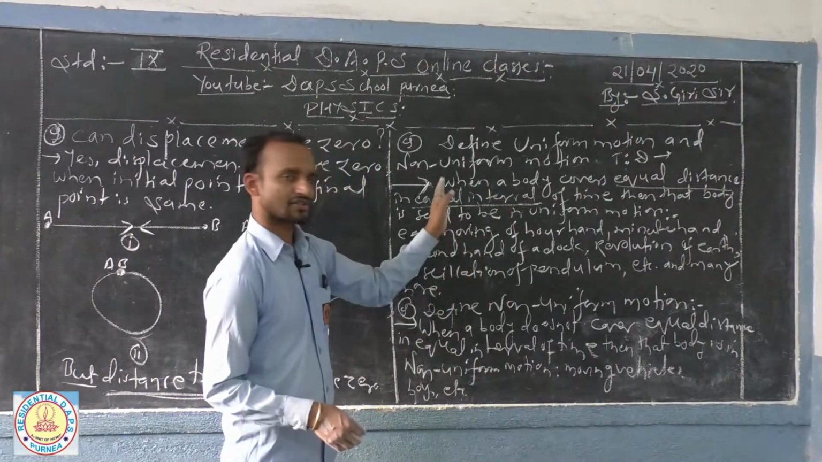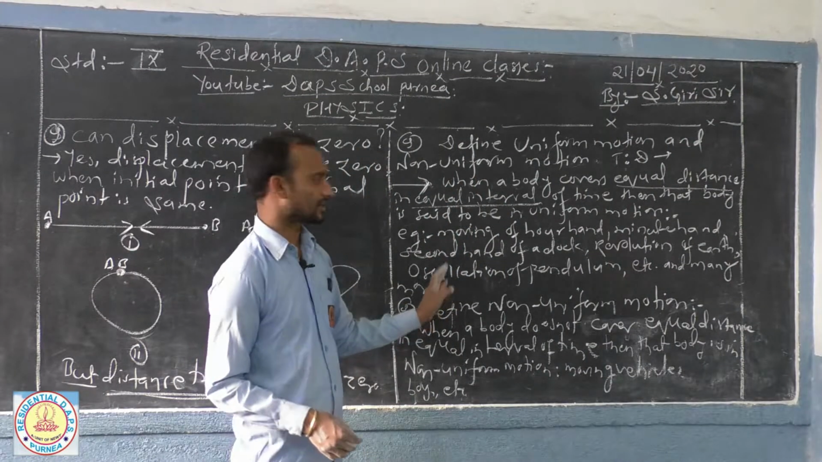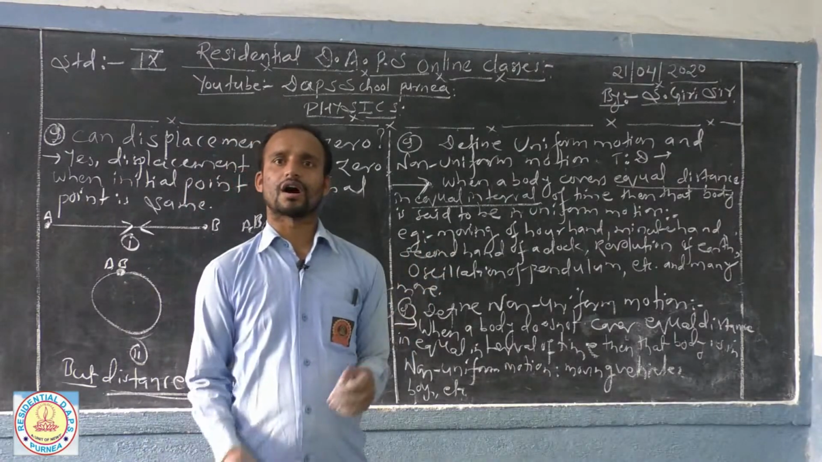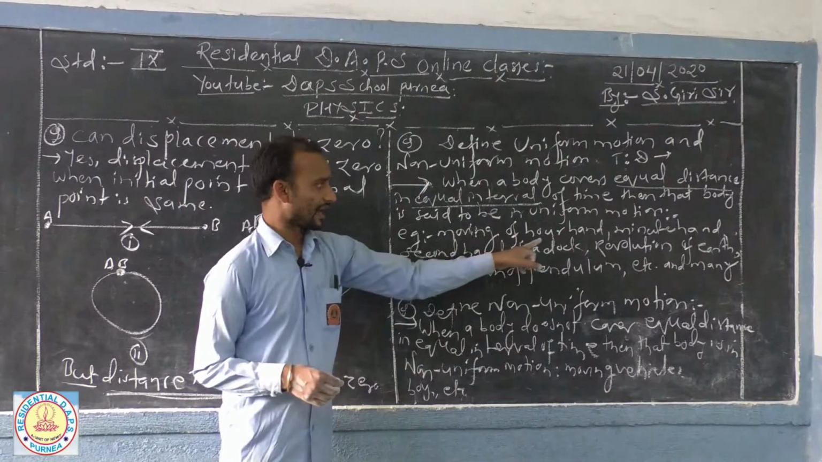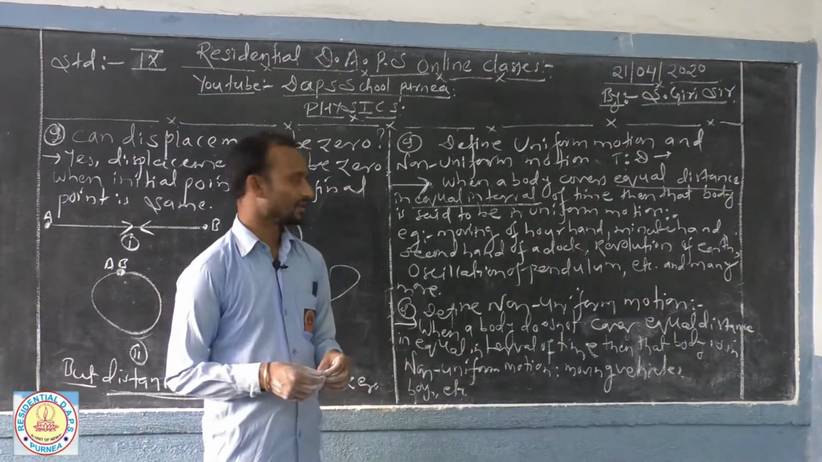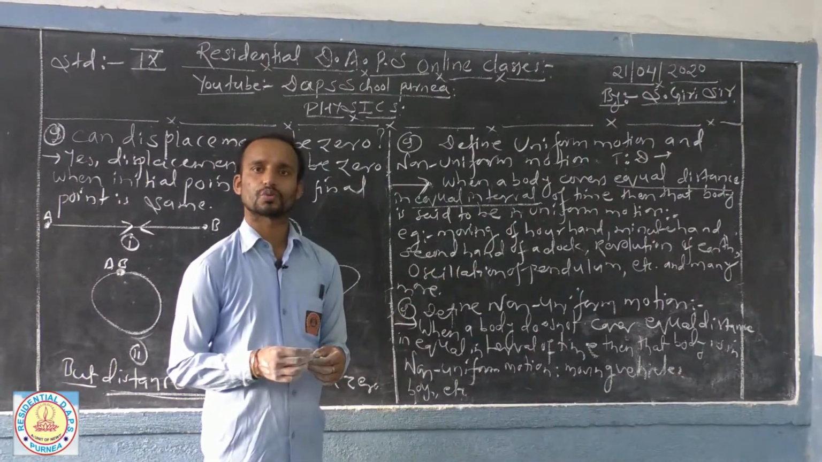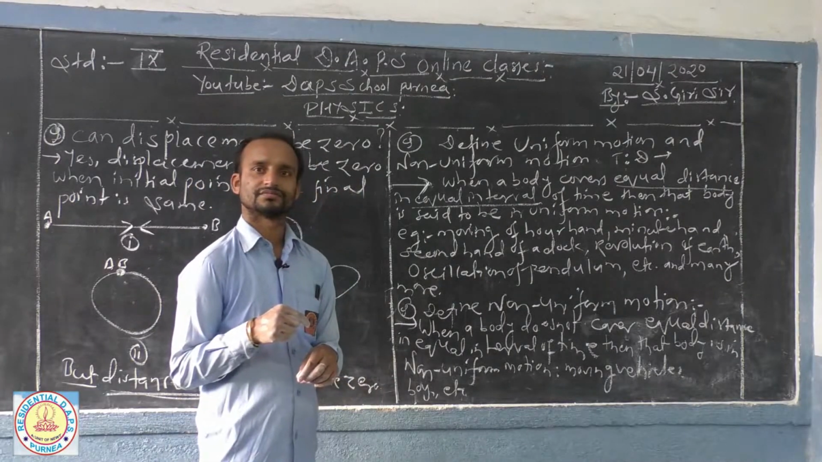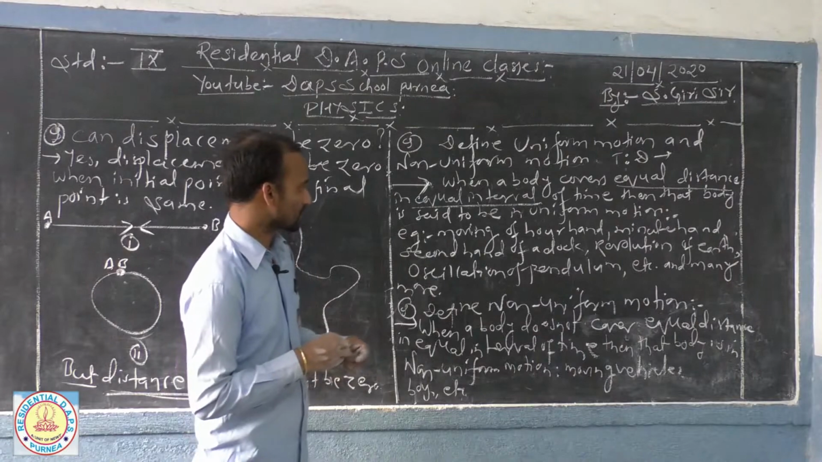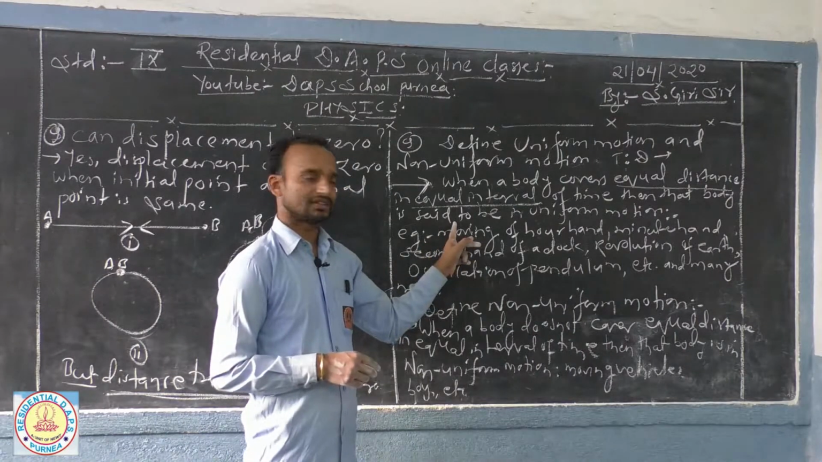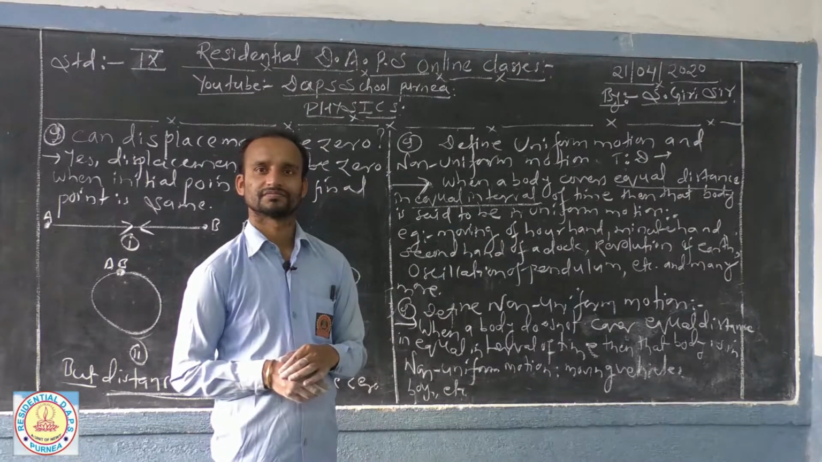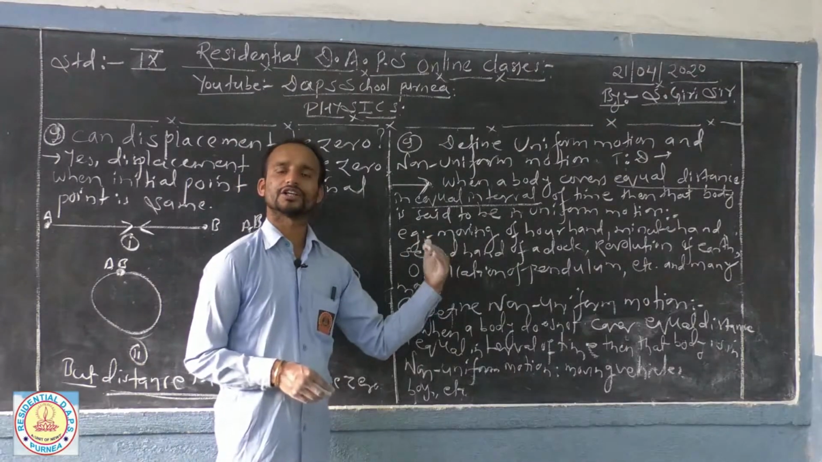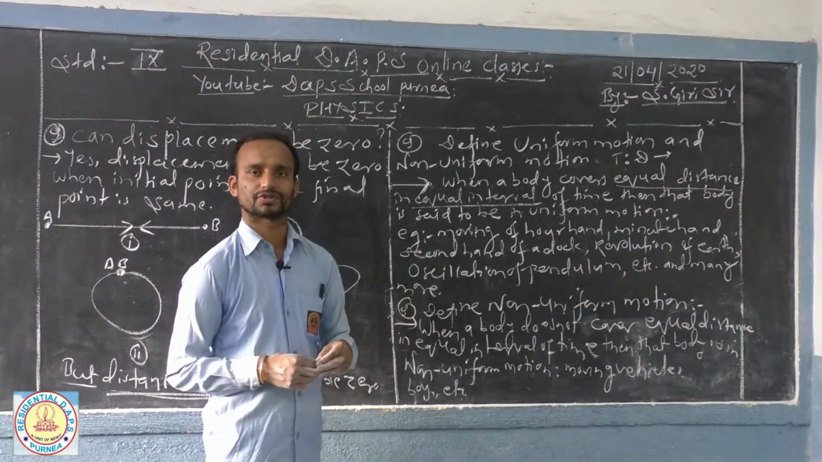You can collect many more examples. Suppose you have seen the motion of the hour hand, minute hand and second hand of your wristwatch or a clock. For each 60 minutes the hour hand moves from one number to the next. Similarly the second hand. They are traveling equal distances in equal intervals of time.